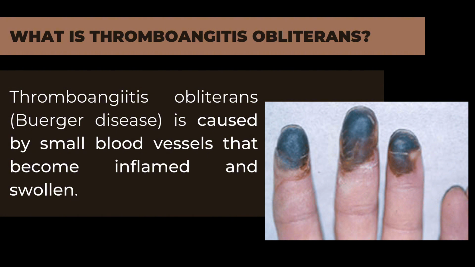Thromboangitis obliterans or Buerger's disease is caused by small blood vessels that become inflamed and swollen. It is a rare inflammatory condition that primarily affects the small and medium-sized blood vessels of the extremities, particularly the hands and feet. It is strongly associated with tobacco use, and the mainstay of treatment involves quitting smoking.